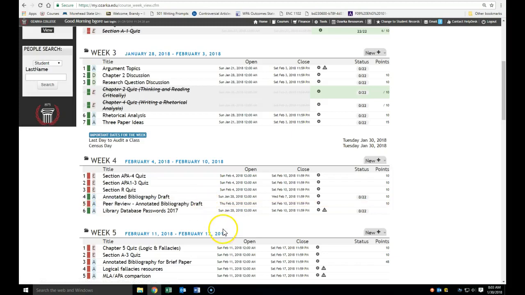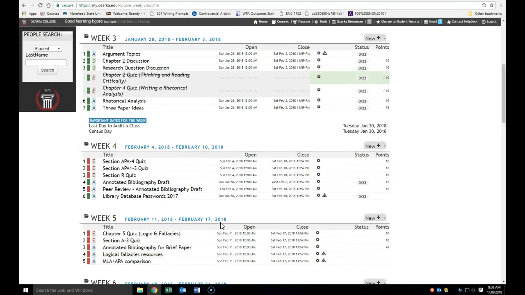Okay, I've had some questions about this week's research question discussion and the paper, so I thought I would go ahead and address this issue. Keep in mind that you have two major papers this semester. You have a brief paper and you have a term paper. And for each of these papers, you will have annotated bibliographies. So we'll get to that when we get to it.